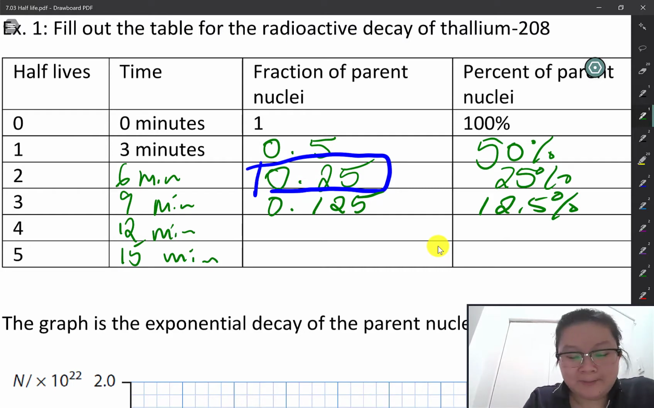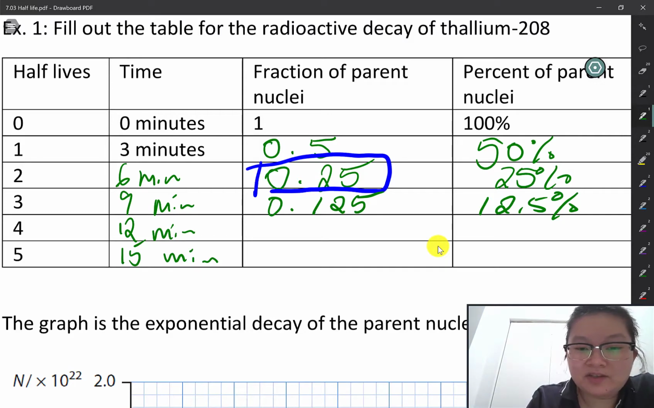Which is why storage of fission materials for nuclear reactors is very annoying. It's going to take a very long time for them to have close to zero radioactivity. Okay, sorry, backstory. Let's keep doing this.